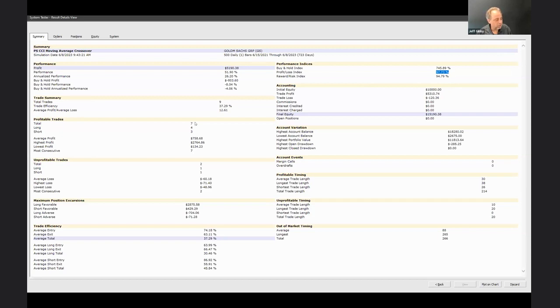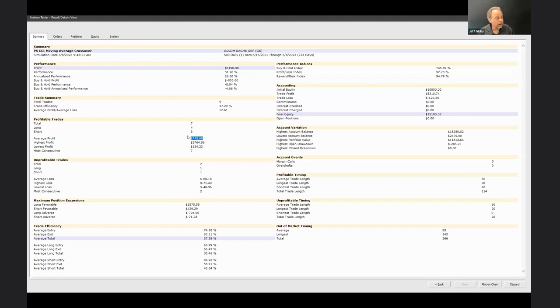You've got your total number of trades. 4 profitable trades going long on the security, 3 going short, 7 total trades, compared to 2 unprofitable trades, 1 going long and 1 going short. We did have 2 in a row, most consecutive, and our average loss was $60 compared to our average gain of $700. So it gives me a good idea.